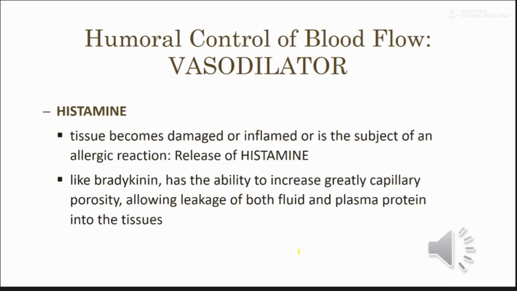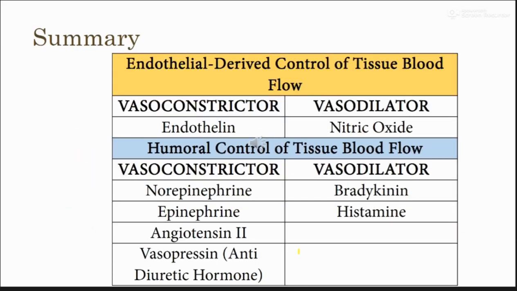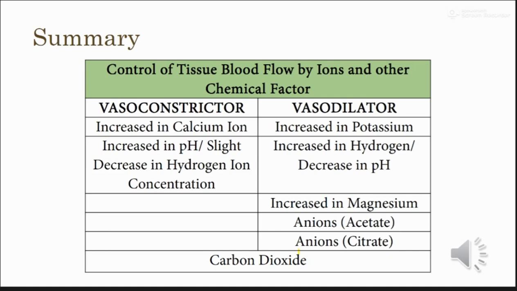Another vasodilator is your histamine. As you can see, when tissues become damaged or inflamed, or the patient has an allergy, they will release histamine. Like your bradykinin, it increases the capillary porosity, allowing leakage of both fluid and plasma protein into the tissues. So just a summary, guys: vasoconstrictors here, vasodilators here, endothelial-derived, and humoral control. This one as well: vasoconstrictors and vasodilators, ions and chemicals.